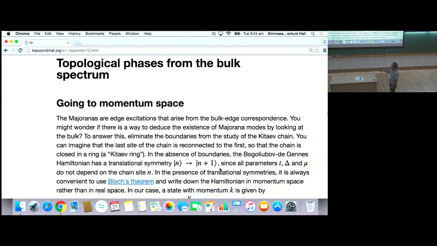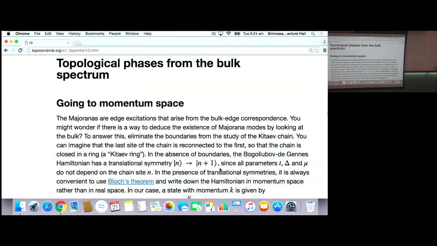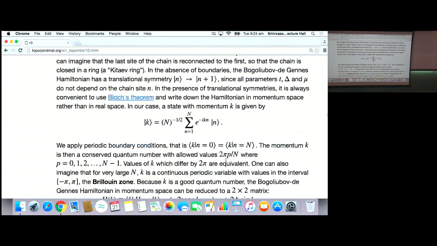But before we do that, we need to understand the bulk of the D equals 1 Majorana, the one-dimensional Majorana chain. That's the next step, right? So we need to understand the bulk spectrum of the Majorana chain, and for that, we need to go to momentum space. So what going to momentum space means is that, if you remember, we had some kind of a lattice Hamiltonian. It's a one-dimensional chain with each site being labeled by state n.